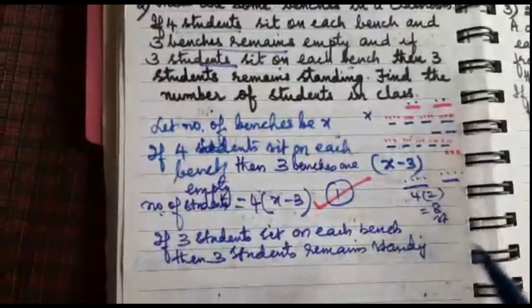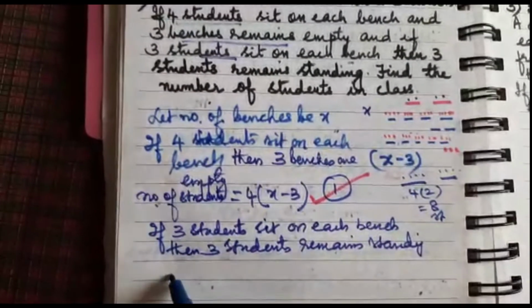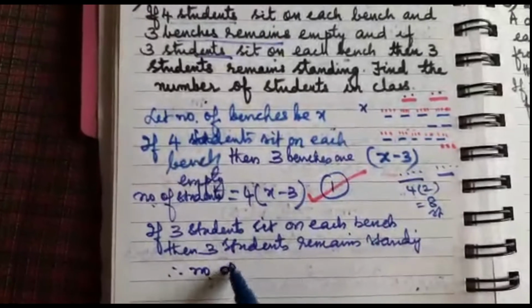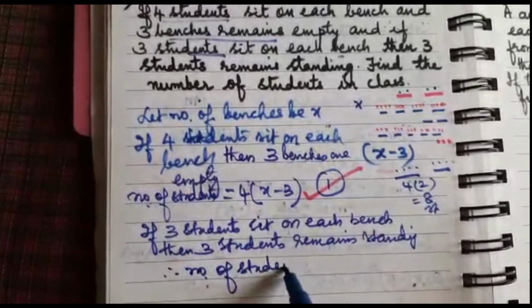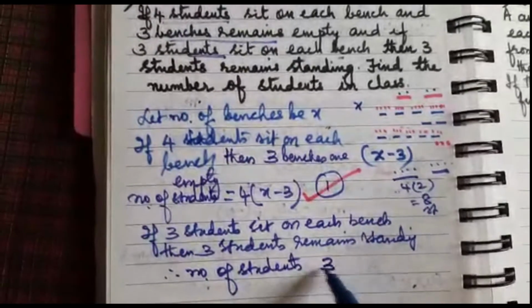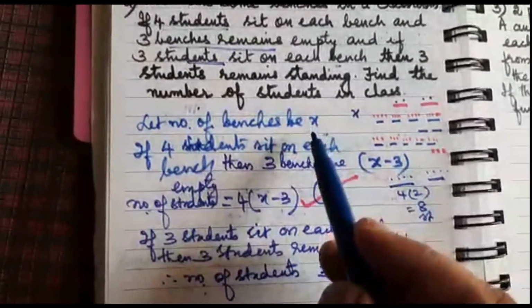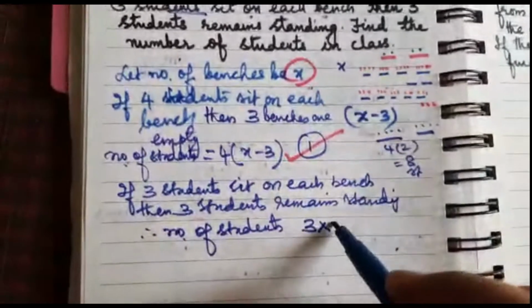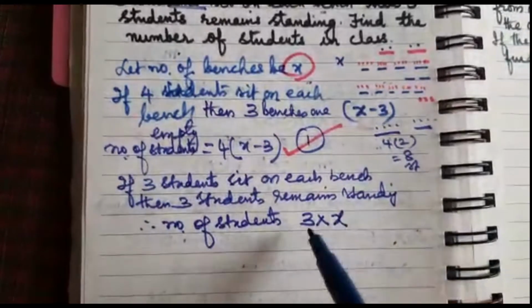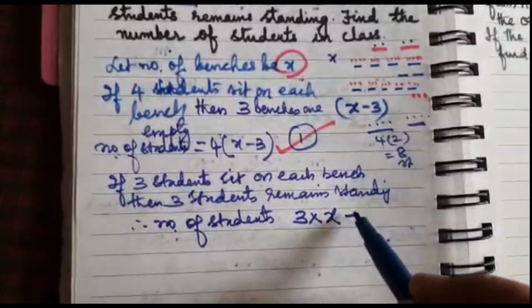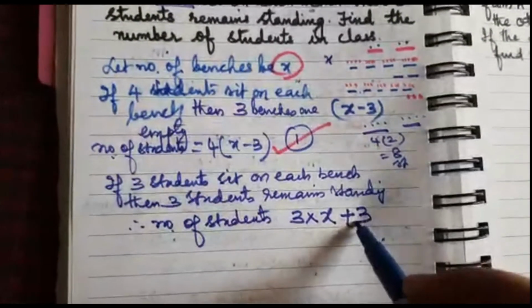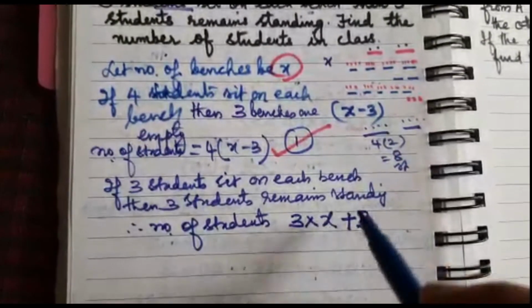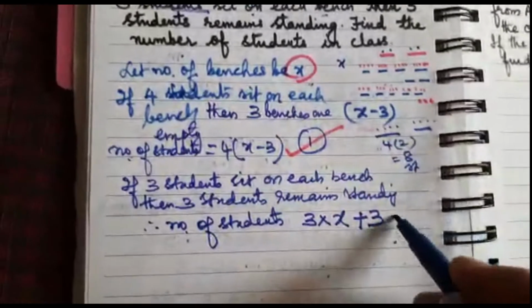Okay, so what is it? Number of students equals 3 into how many benches you are having? You are having x benches. So 3 into x, if all the students are sitting, 3 in each, 3 students are standing. That means plus 3 are the total number of students. So this is the second one.